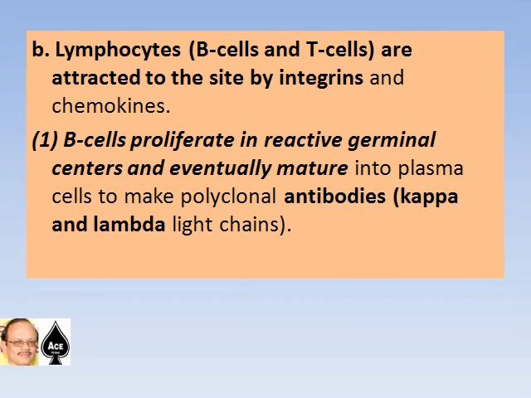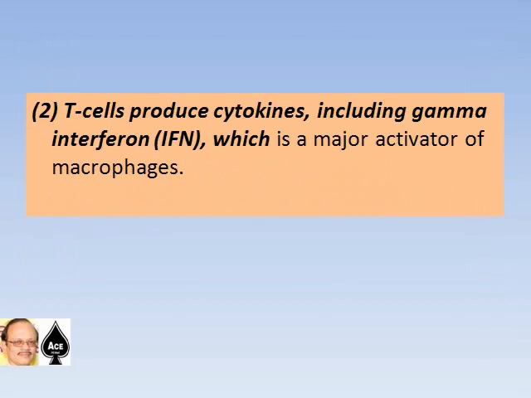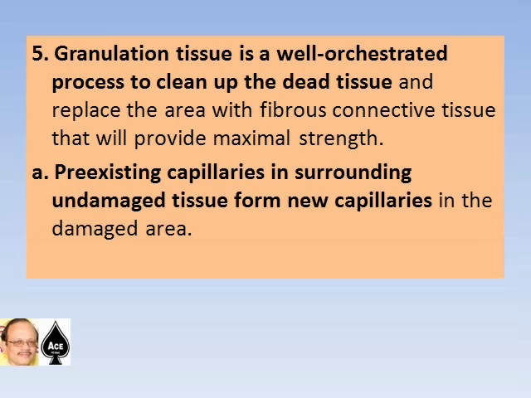Lymphocytes, B cells and T cells, are attracted to the site by integrins and chemokines. B cells proliferate in reactive germinal centers and eventually mature into plasma cells to make polyclonal antibodies. There are kappa and lambda light chains. T cells produce cytokines including gamma interferon, IFN-gamma, which is a major activator of macrophages.